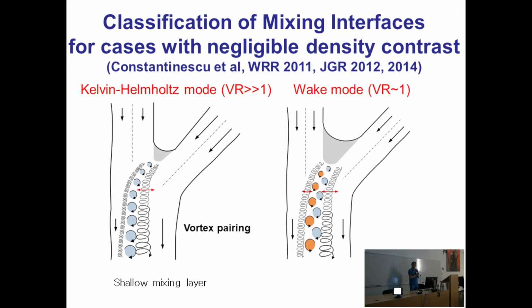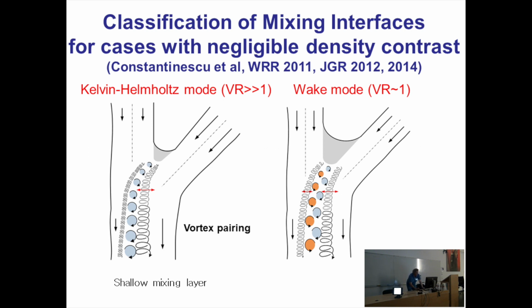Okay? But there is another important case, and this is the case in which the mean velocities in the two tributaries are relatively close to each other. And in this case, what you are going to observe inside of the mixing interface is the formation of counter-rotating vortices, very similar to the vortices you get in the wake of a bluff body, like a cylinder, when you have the von Karman vortex. And the mechanism for the formation of these counter-rotating vortices is also very similar.